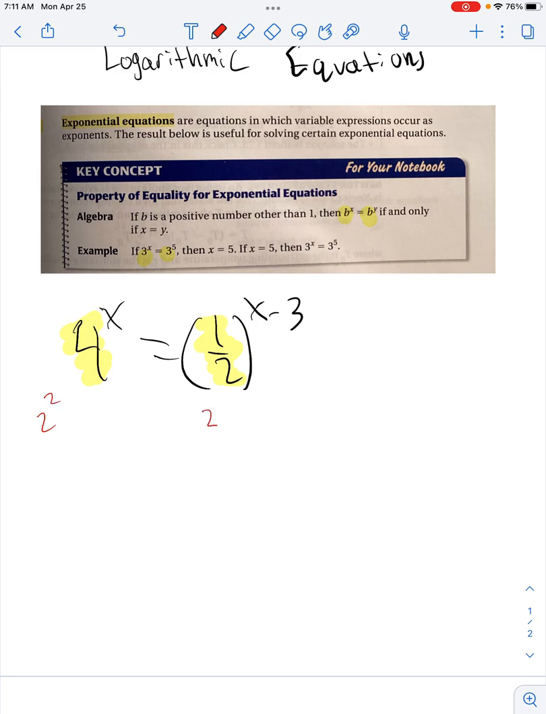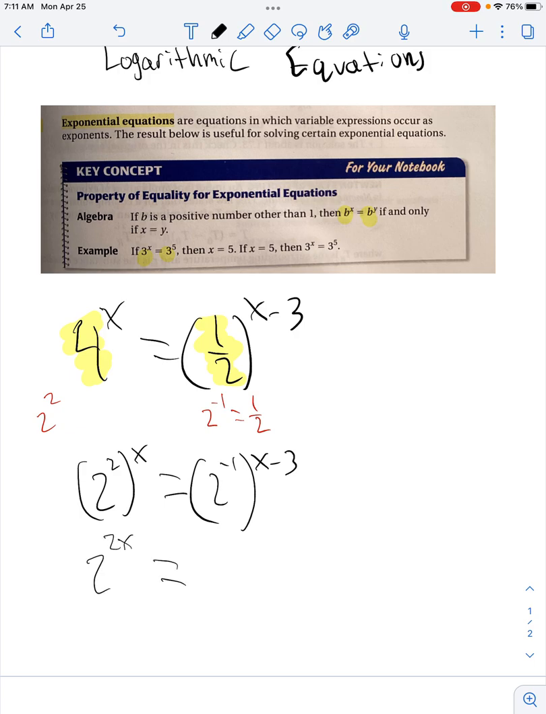And I'm going to rewrite 1/2 as 2 to the negative 1 because, again, a negative exponent, we move to our denominator. So we're going to say that this is 2 squared to the x equals 2 to the negative 1 times x minus 3. Well, now we can go ahead and simplify again. An exponent raised to another exponent means we multiply. So 2 times x is 2x. Negative 1 times x is negative x. And negative 1 times negative 3 is positive 3.